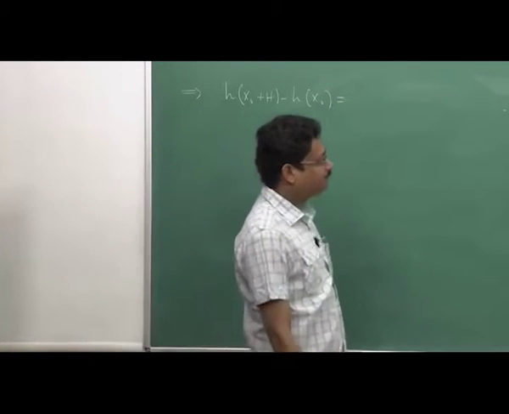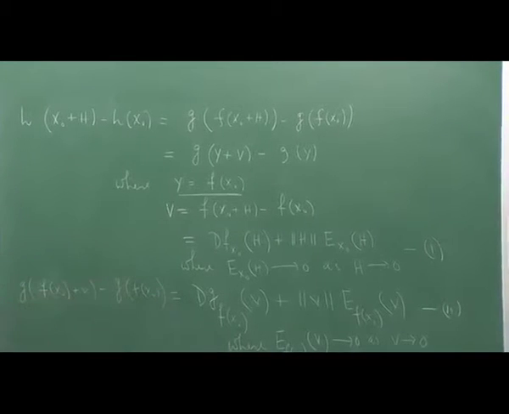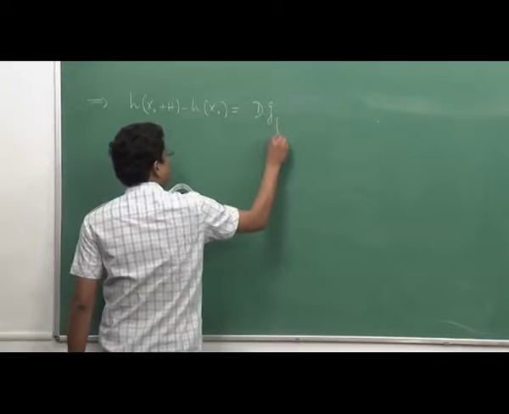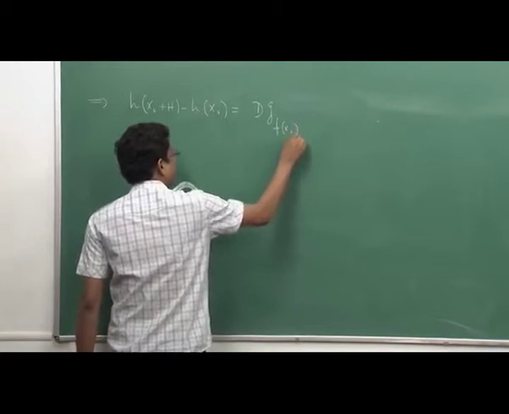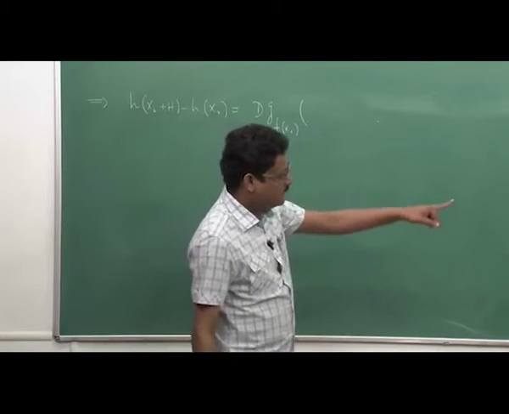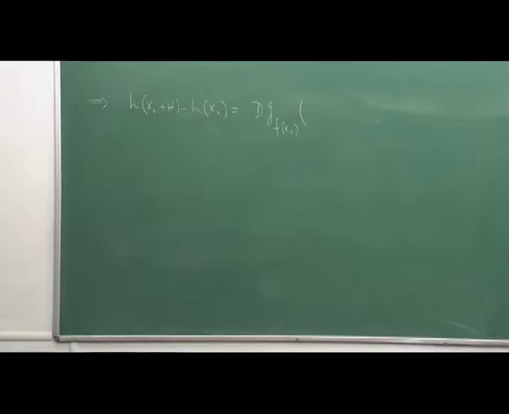What is it? g of f of x naught plus v minus g of f of x naught. So, that is dg at f of x naught acting on v. Where is v? Here.